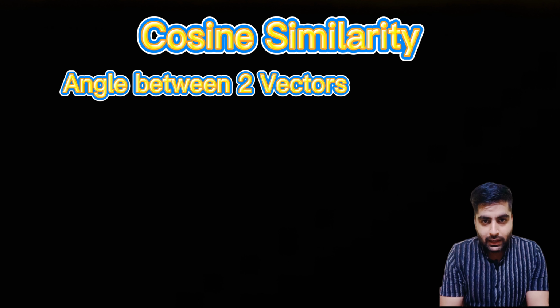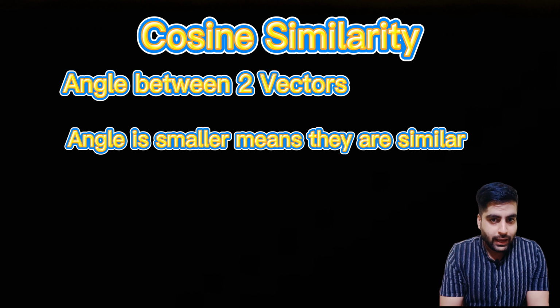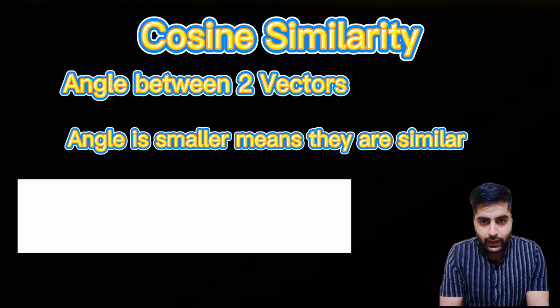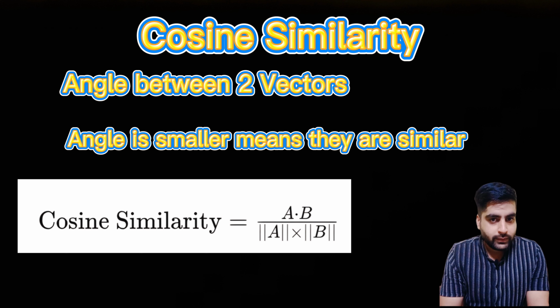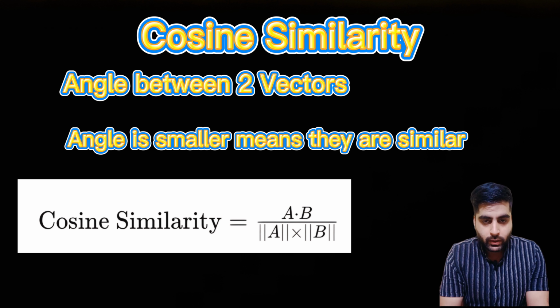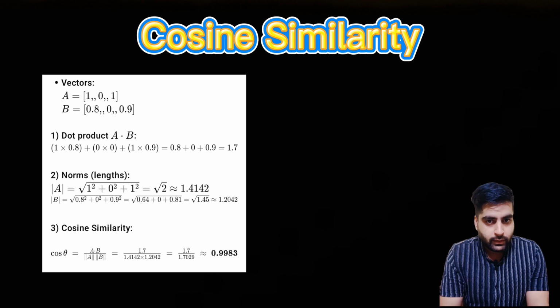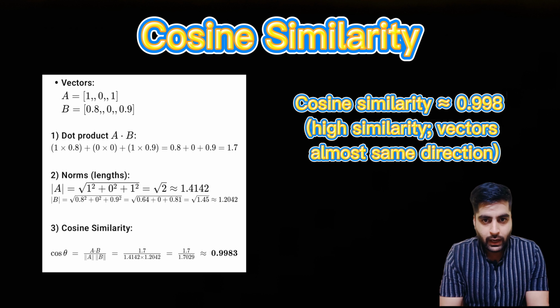Cosine similarity is the angle between two vectors. Where the angle is more, there is less similarity. Where the angle is less, there is more similarity. It is calculated as the dot product of two vectors divided by the multiplication of their magnitudes. Suppose we have two vectors, A as 1, 0, 1 and B as 0.8, 0.9. We calculate their dot product and divide it by the multiplication of their magnitudes. The answer that we got is 0.998. It tells us that both vectors are aligned in the same direction and they are very close.